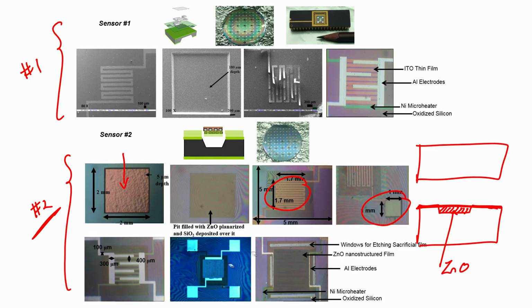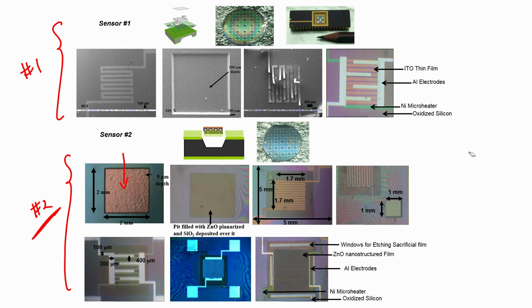The advantage of this particular technique is that the heater requires less power compared to this one, because it has to heat only a few microns of layer, whereas in this case it has to heat about 100 microns of the diaphragm. So, the power consumption in sensor number 2 is less compared to sensor number 1. However, the mechanical stability of sensor 2 is poor compared to sensor 1.